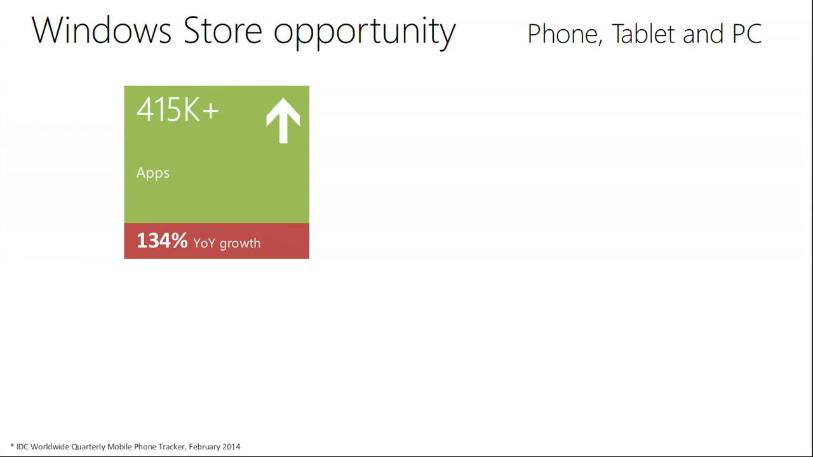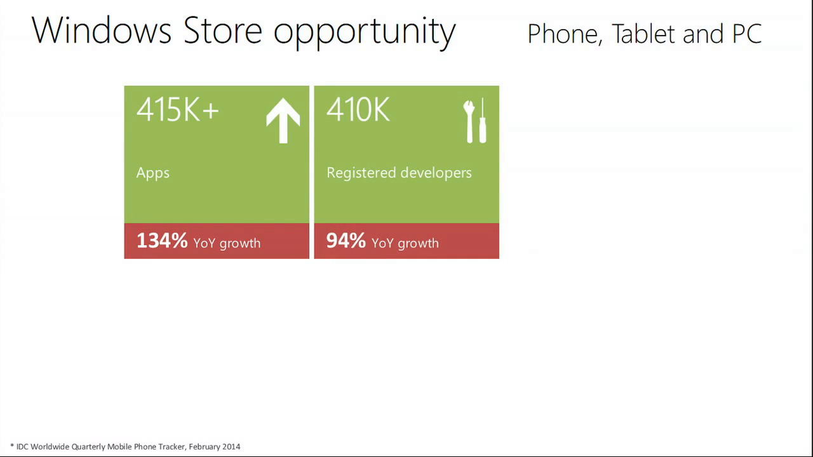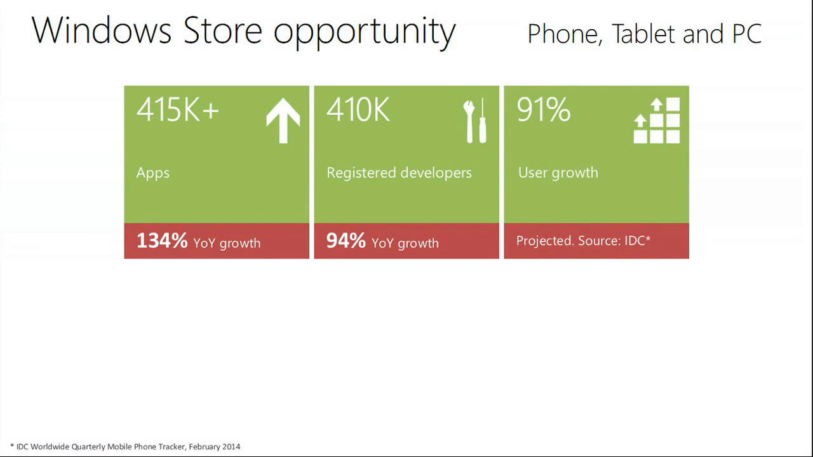So we've got over 115,000 apps now in the Windows Store, and that's growing at a phenomenal rate, 134% year-on-year growth. And a few of those are yours, James. Yeah. We've got 410,000 registered developers now building for the platform, which is a 94% year-on-year growth. And we've got a 91% increase in the user base actually using these games. So this is showing that devices are being used more, Windows is becoming more popular.